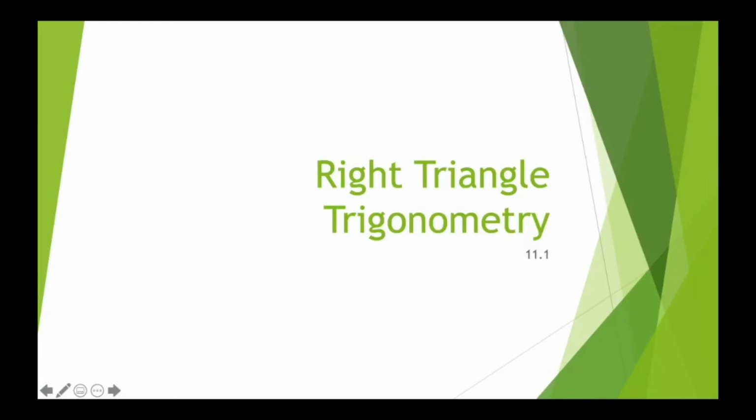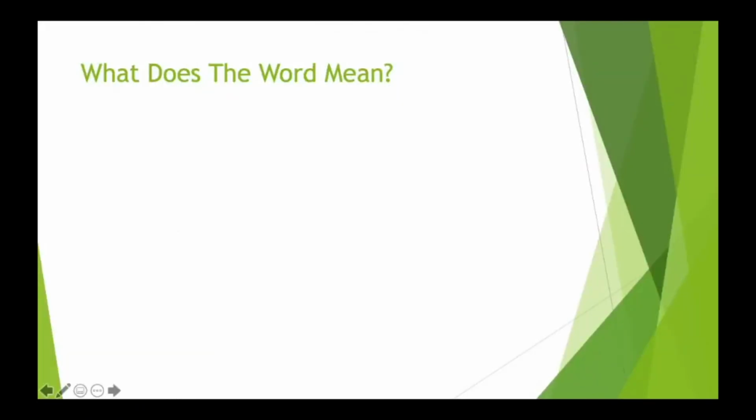Okay, today we're going to do right triangle trigonometry. This is section 11.1. Let's get started. Today we're going to talk about the word trigonometry and what it means. Trigonometry is a Greek word, and we can break that into its pieces.